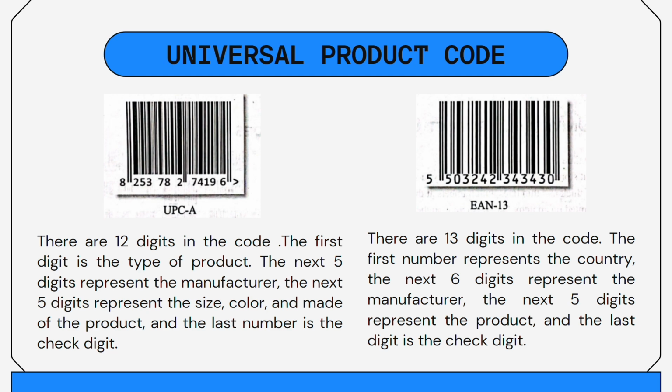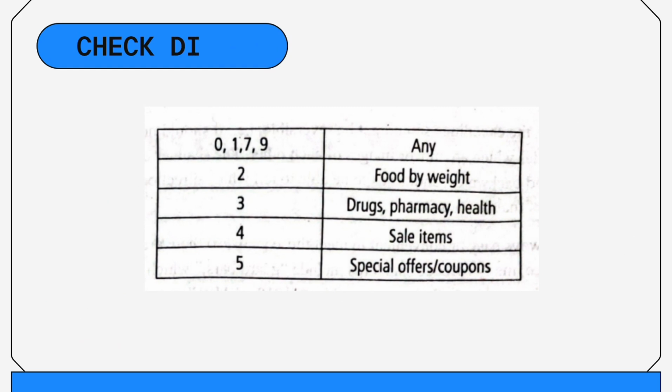So ano nga ba yung check digit? So we have here a table wherein bawat number ay nagre-represent ng iba't ibang bagay. So check digit is the product of several calculations to confirm to the checkout scanner that the UPC or the Universal Product Code is valid. So once mali yung check digit, hindi na mai-scan yung UPC. Therefore, hindi magiging valid yung UPC.